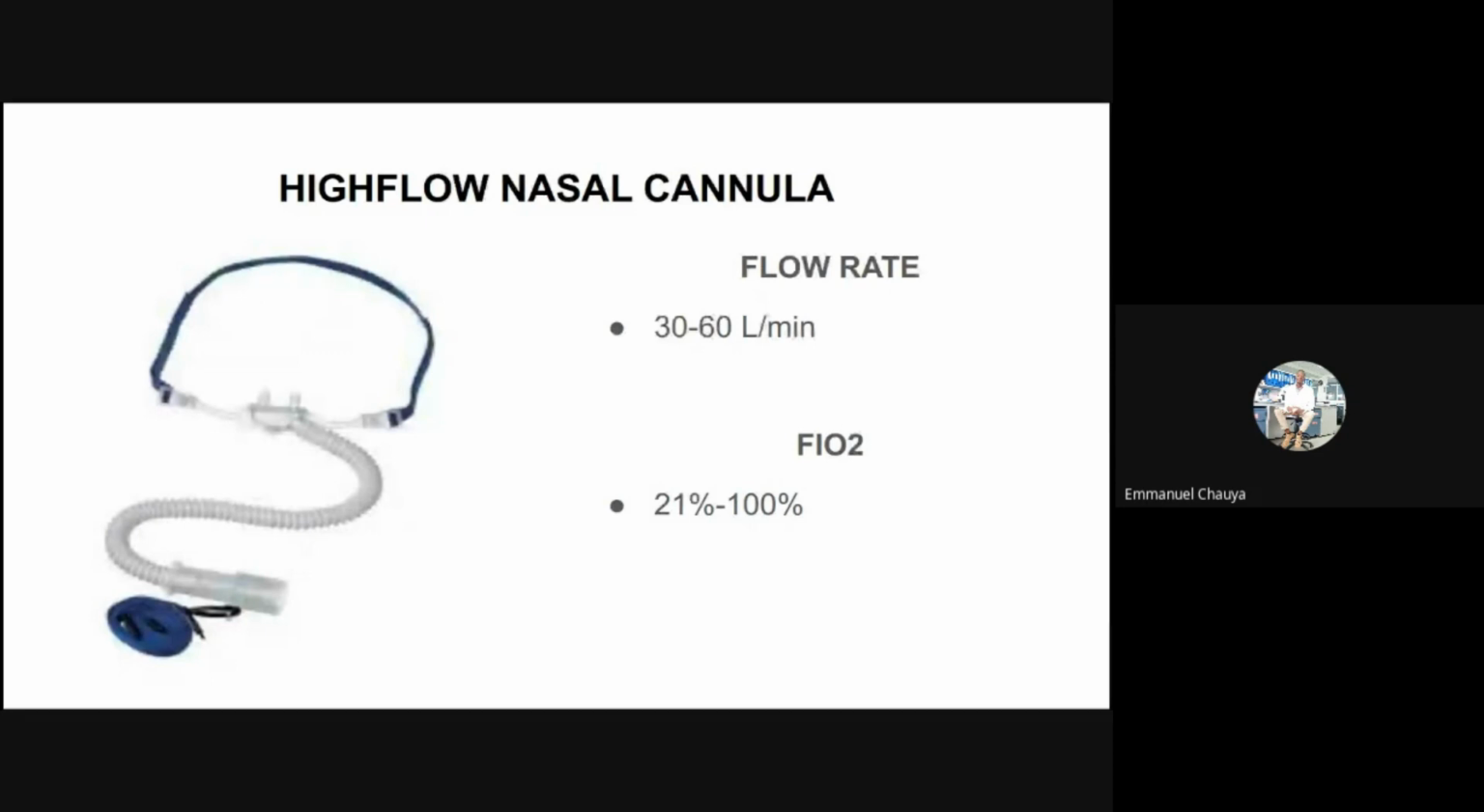Nasal cannulas have advantages and disadvantages. So the advantage of a nasal cannula is that it's easy to use, as you have appreciated in the graphics, that you just have to put it on the patient and tie it around at the back of the head. And also it can be worn for extended periods of time without causing discomfort.